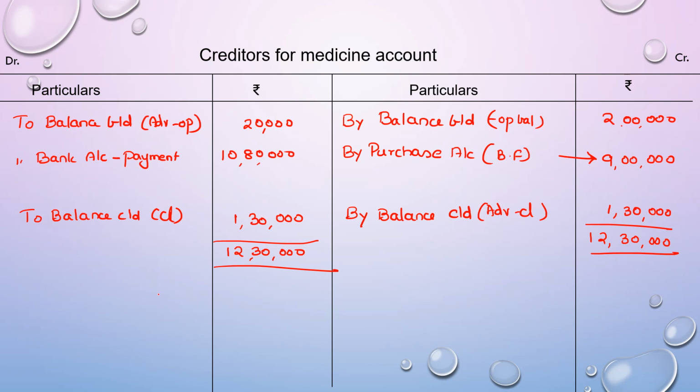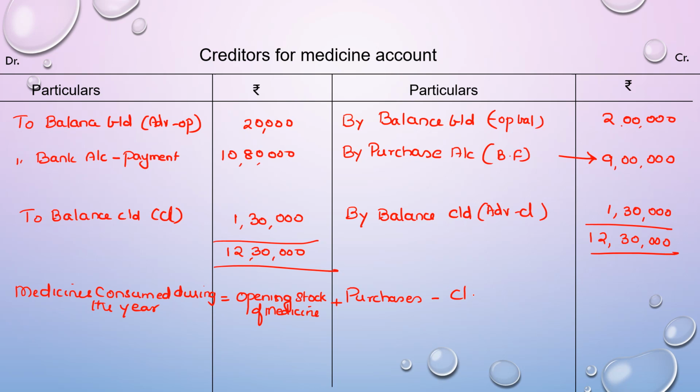Now, this is not the end. We are supposed to find out the medicine consumed during the year so that we can get the amount which we would debit to the income and expenditure account. So, we have to find out medicines consumed during the year. For this, the formula is opening stock of medicine. To this, we would add the purchases which is made and we would subtract the closing stock of medicines.